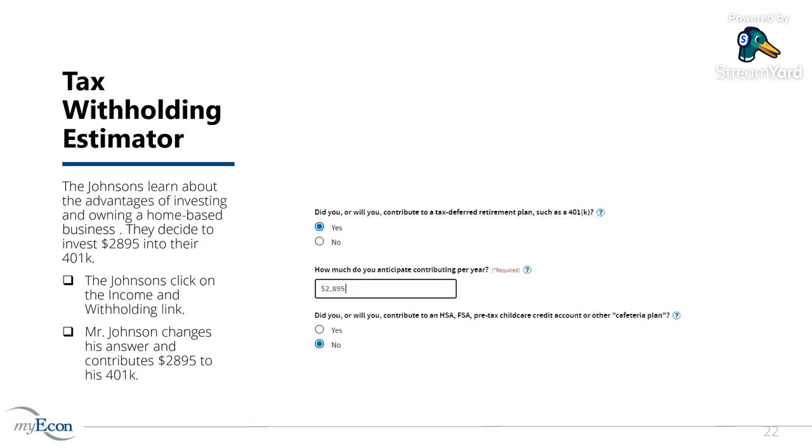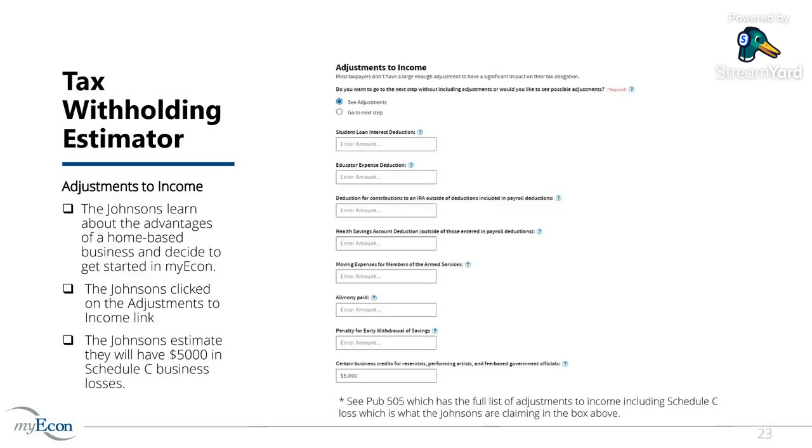Okay? So the Johnsons learned about the advantages of investing and owning a home-based business. They decide to invest $28.95 into their 401k. The Johnsons click on the income and withholding link. Mr. Johnson changes his answer and contributes $28.95 to his 401k. All right, so now under the adjustments to income, the Johnsons also learn about the advantages of a home-based business and decide to get started with us and with MYECON. The Johnsons click on the adjustments to income link.